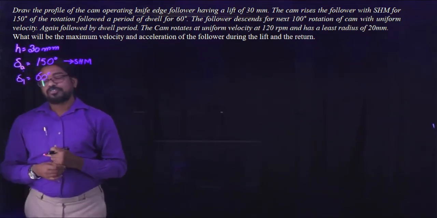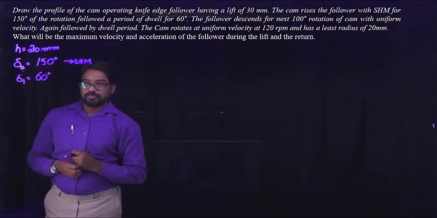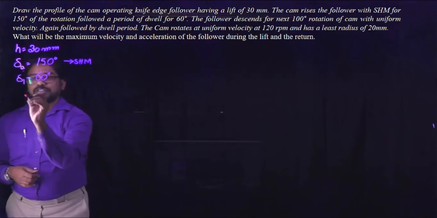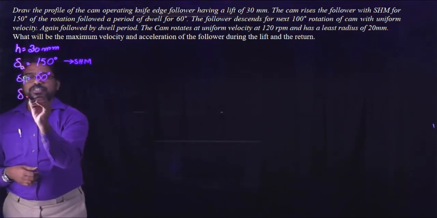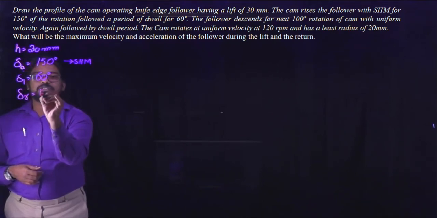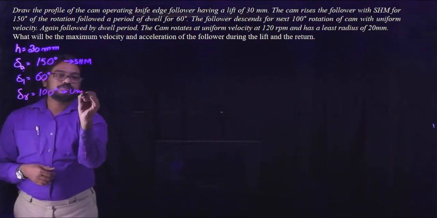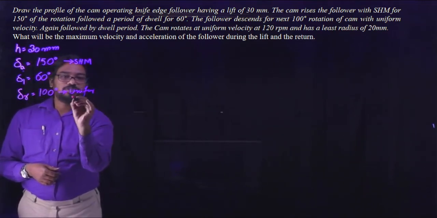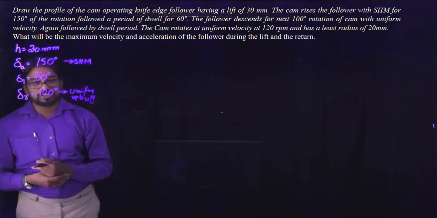The follower descends for the next 100 degrees of rotation of the cam with a uniform velocity. Let us write delta 3, or we can also write it as delta R, which is only for our designation. 100 degrees with a uniform velocity. This is a uniform velocity.